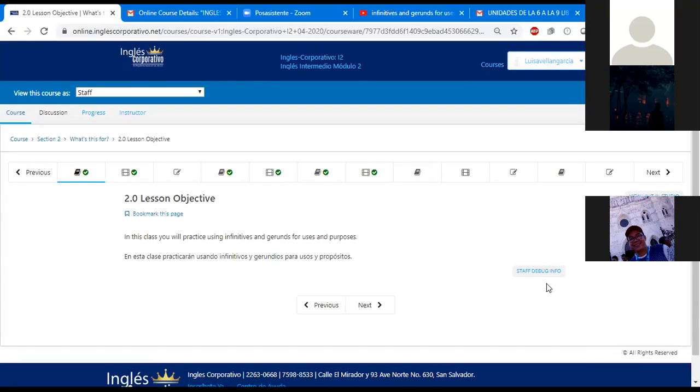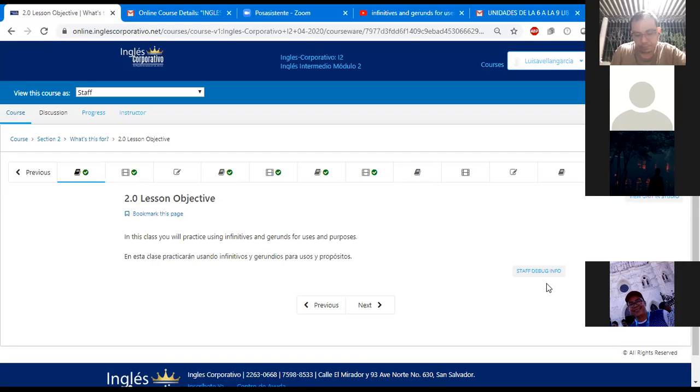This is the second lesson. The lesson objective that we have now is, as always, a little bit about verbs. But now it's a different kind of verb, right? In other purposes and uses. Okay, Liz, can you do me a favor and read the objective? In this class, you will practice using infinitives and gerunds for uses and purposes. Purposes. Okay, good.